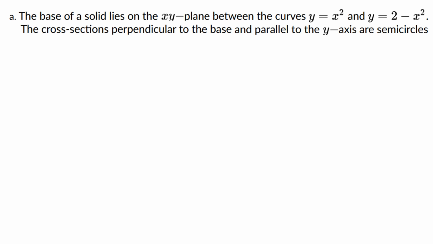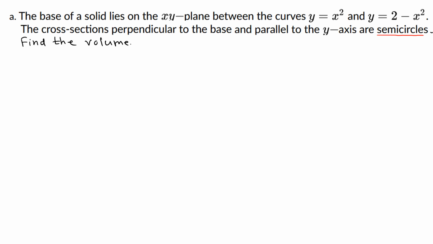So you have one parabola and one inverted parabola. The cross sections perpendicular to the base and parallel to the y-axis are semicircles. If you cut it perpendicular to the base, you see cross sections that look like semicircles. So if this is the case, what is the volume of the solid? Find the volume.